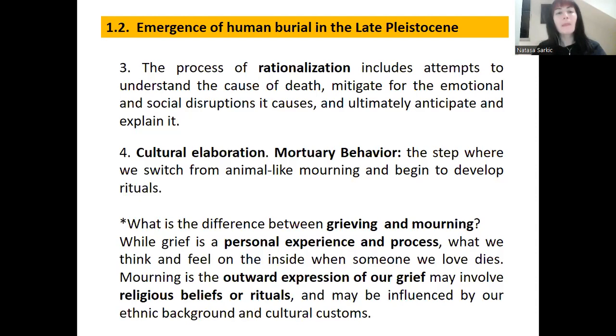And the fourth step is actually cultural elaboration. So that is what brings mortuary behavior. So it's the step where we switch from animal-like mourning, like grief, and we begin to develop some rituals.